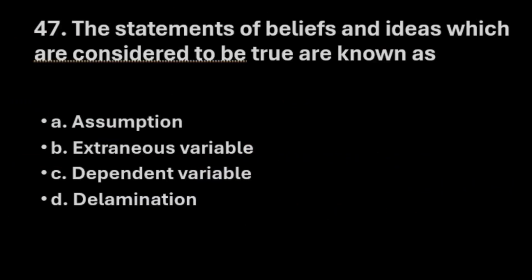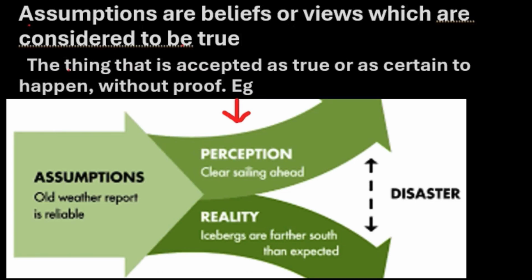Next question. The statement of beliefs and ideas which are considered to be true are known as: option A, assumptions; option B, extraneous variable; option C, dependent variable; and option D, delimitation. Let us see the right answer. The right answer is assumption.